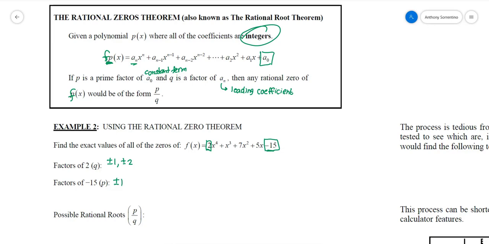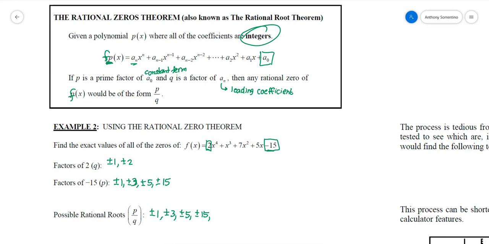Well, plus or minus 1, plus or minus 2, no, plus or minus 3 would, plus or minus 5, or plus or minus 15. That's my list. Now, the possible rational roots, or zeros. I just take every possibility of P divided by Q. So 1 divided by 1 would be plus or minus 1. 3 divided by 1 would be plus or minus 3. 5 divided by 1 would be plus or minus 5. 15 divided by 1 would be plus or minus 15.